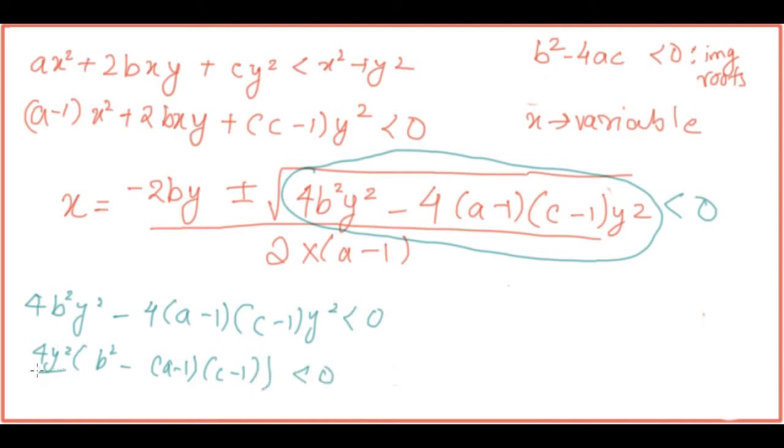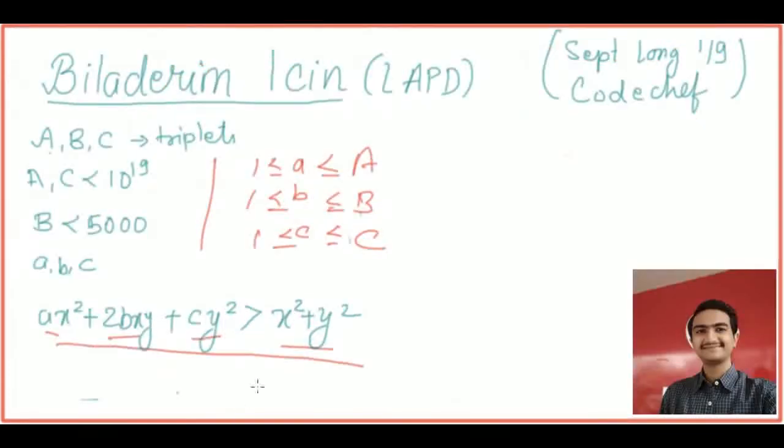So let's just ignore this part, right? Because y can be anything. Here x and y, this relation should hold for any set of x and y, right? This should hold for all x, y belonging to real numbers.